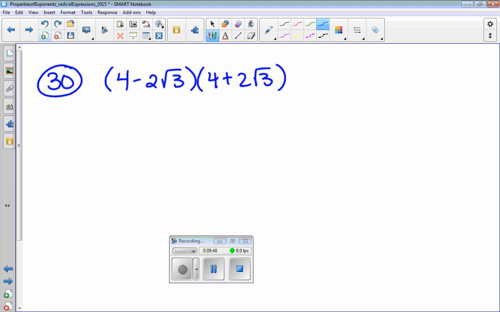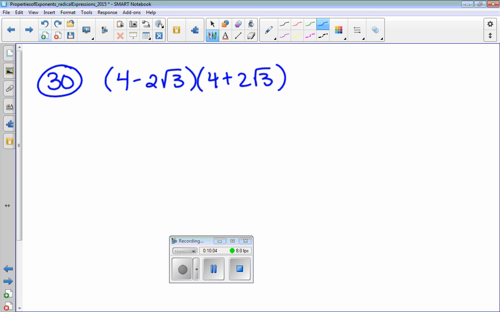They're all sad commercials. All right, looking at number 30. Are these conjugates as well? Because the signs, the middle signs, are different. One's positive, one's negative, and all the numbers are the same.